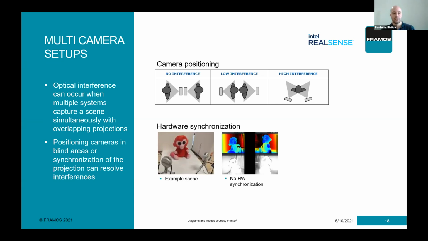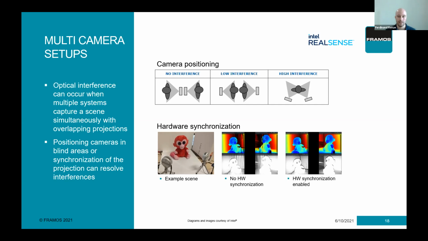If you look at the bottom two images, now you see the example C with two LiDAR setups and without hardware synchronization. You can easily see the distortions and the areas where the camera has difficulties to use the right signal for the depth calculation. If you activate hardware synchronization, you basically ensure that each camera only emits and receives alternating to each other. And therefore, you can completely avoid the interferences coming from a multi-camera setup.